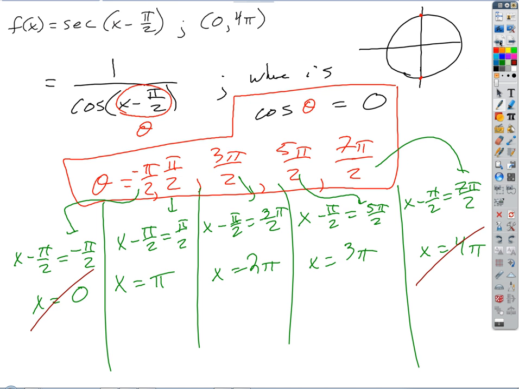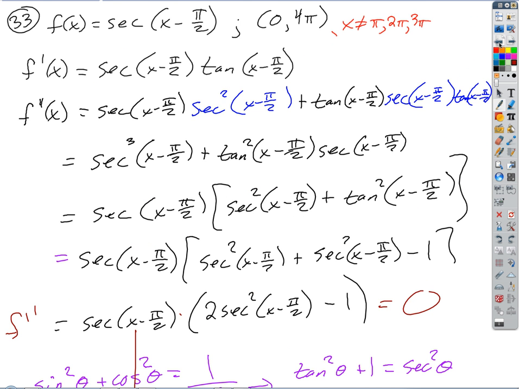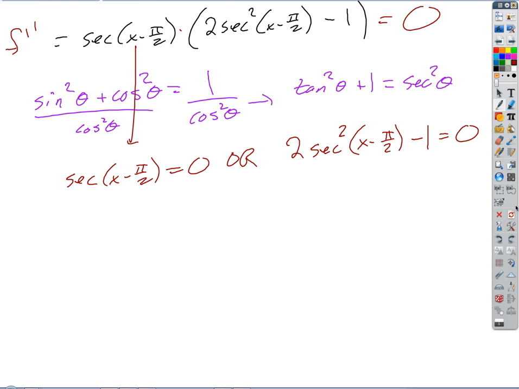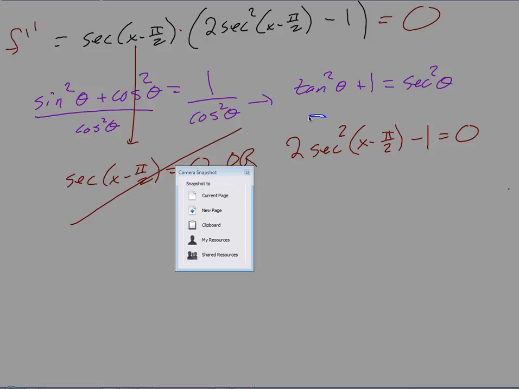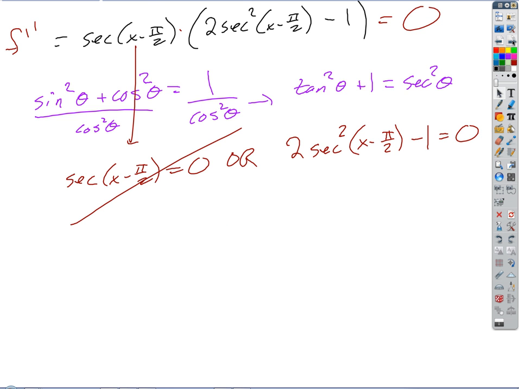What about this other one, though? So now we've got this other one, this guy, the last one we have to check for. There were no critical numbers here, right? How about this one? Where would this equal 0?